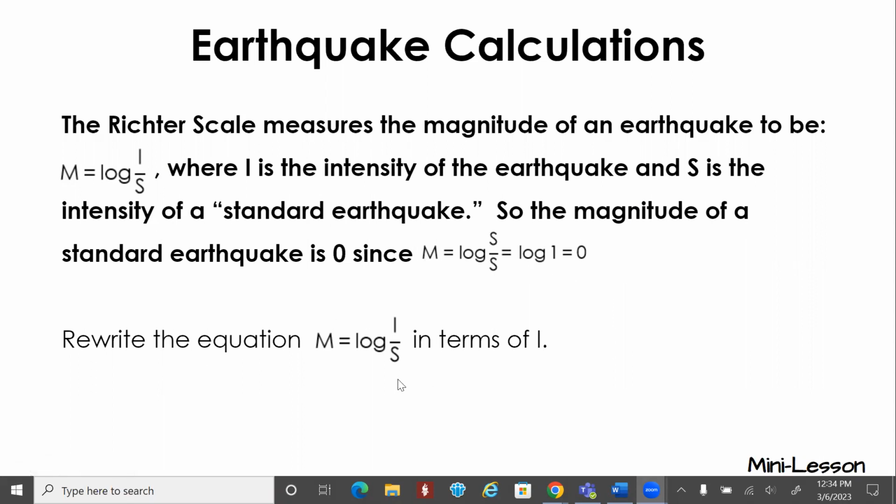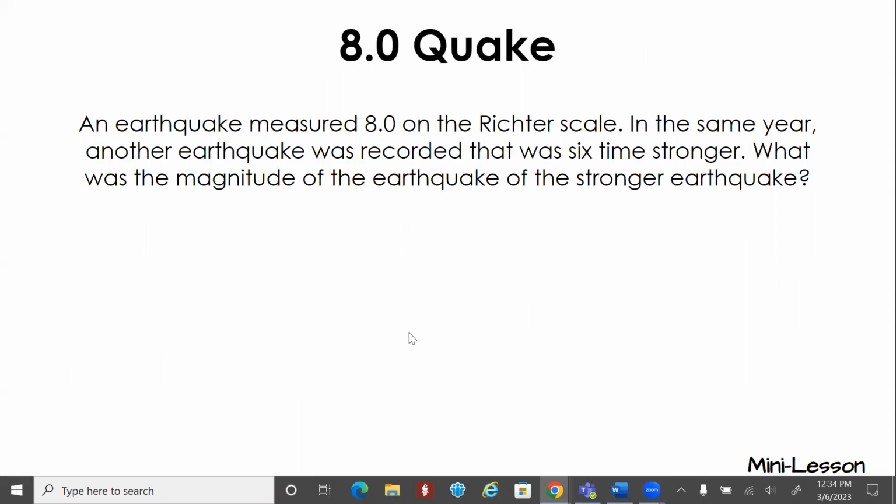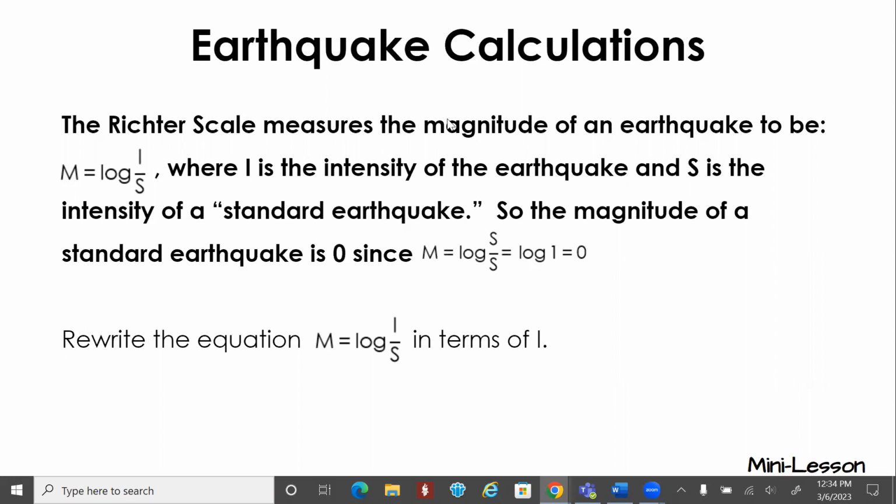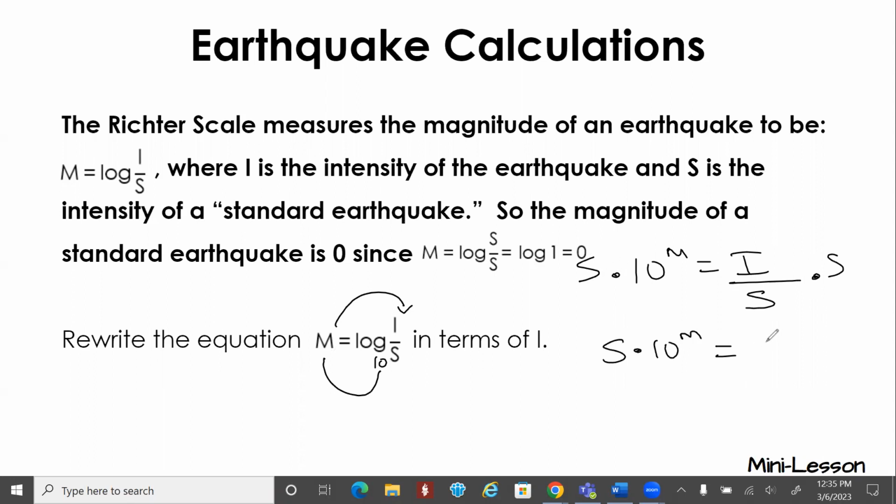So all they want us to do is rewrite this equation in terms of I. So we want to get I by itself. The way to do that is we're going to put it in exponential form. So this is going to be 10 to the M power equals I divided by S. Now we're going to get I by itself. We're going to multiply by S on both sides. And so that's going to be S times 10 raised to the M equals I.